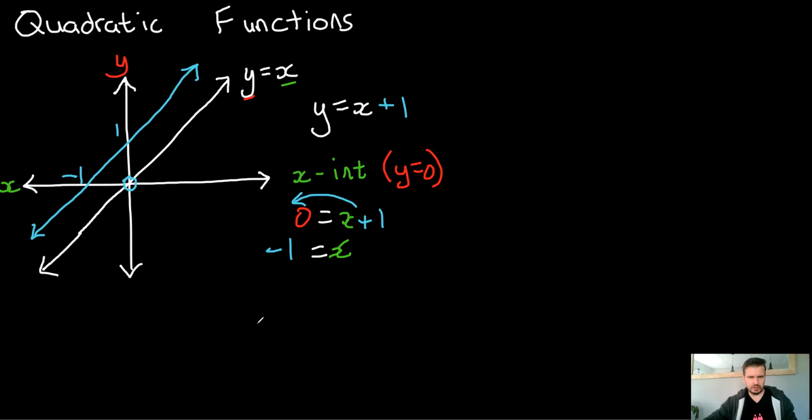And then obviously the y-intercept, we make x equal to 0. And so we would have y equals 0 plus 1. And so y equals 1. And that's there. So the idea of your intercepts is just making the one thing 0.